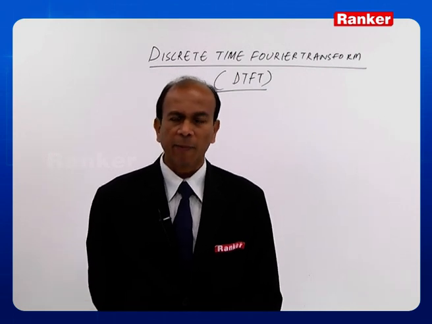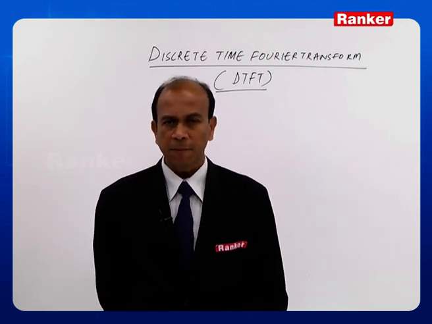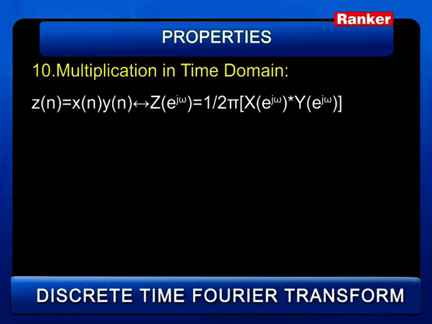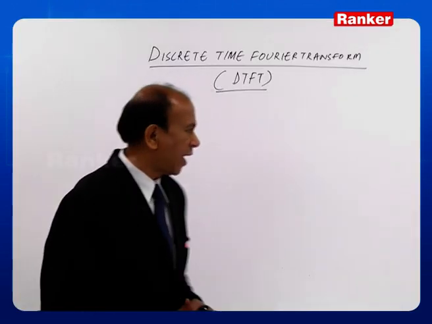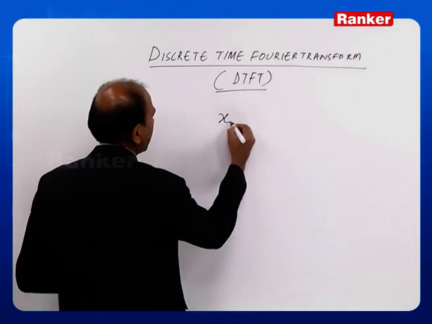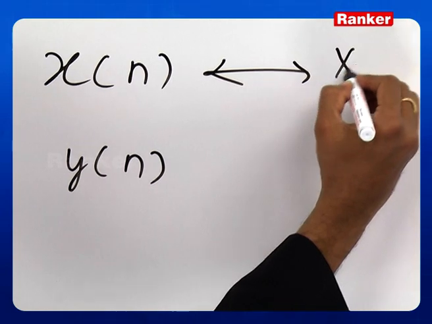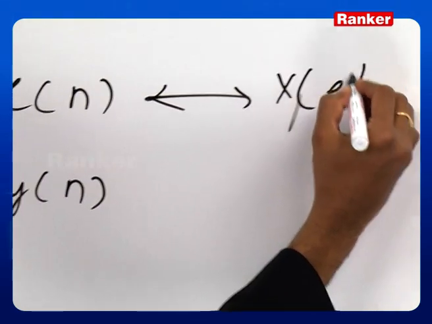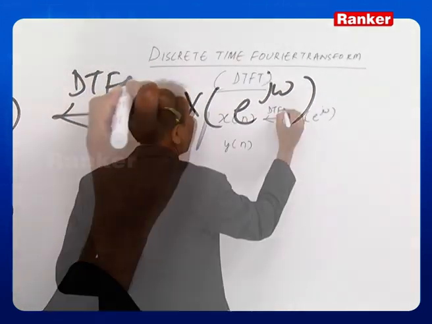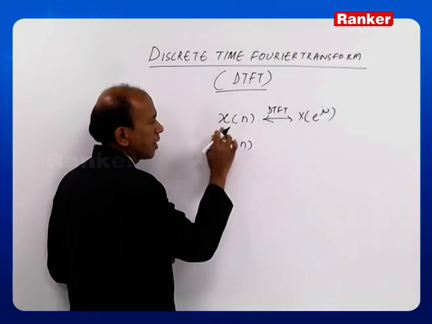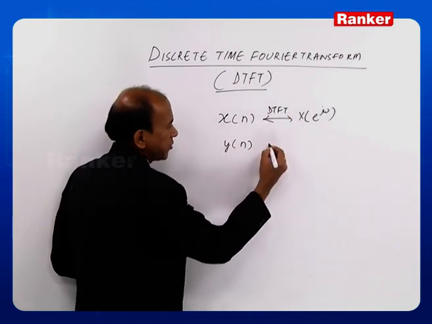Let us look at another property called multiplication in the time domain, which is the 10th property. What does this property say? Whenever z of n is equal to x of n times y of n, then Z of e to the power of j omega is equal to 1 by 2 pi times X of e to the power of j omega convolved with Y of e to the power of j omega. That means, if I take two signals, again x of n and y of n, x of n has a discrete time Fourier transform X of e to the power of j omega.